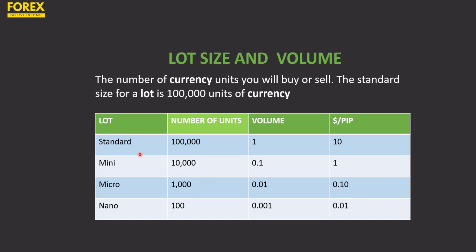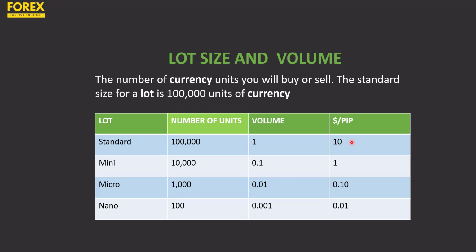So you can use a standard, you can use 2 standard. If you're using 2 standard lots to place a trade, your volume obviously will be 2, and you'll be making $20 per pip. So this just determines how much of a currency you are buying at a time. So it's expressed in lot size and volume.